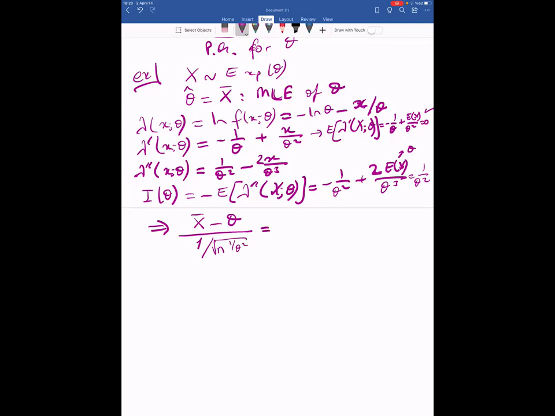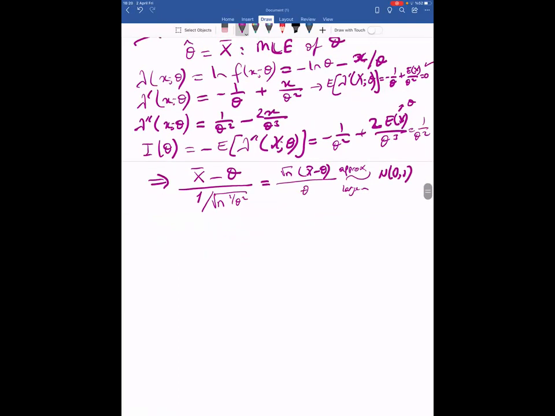Okay, let's try to write it in a nicer way. So we have square root of n times x bar minus theta over theta. This is approximately, for large n, normal with 0, 1. Okay, so this is our pivotal quantity.